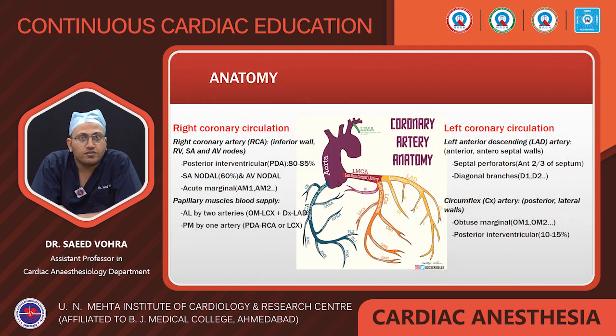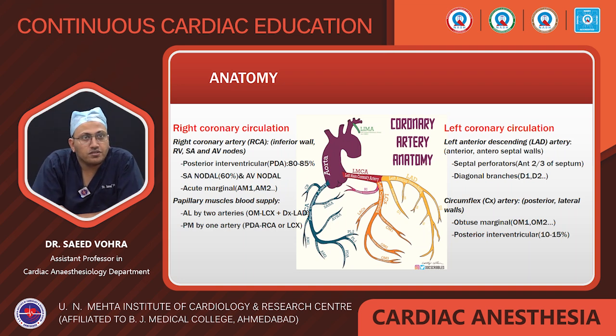There is a left coronary circulation supplied by the left anterior descending artery and left circumflex artery arising from the left coronary cusp. The major branches of the LAD are septal perforators, which supply the anterior two-thirds of the septum, and there are diagonal branches. The circumflex artery gives rise to obtuse marginal branches and posterior interventricular branches, or posterior descending artery, in 10 to 15% of the cases, thus giving left dominance.